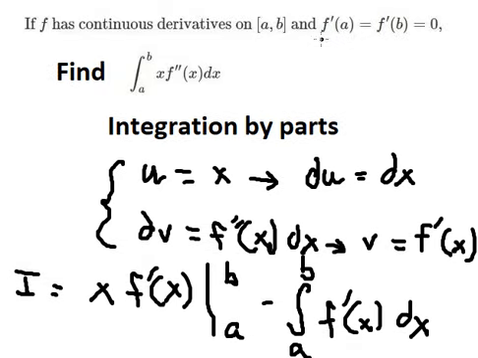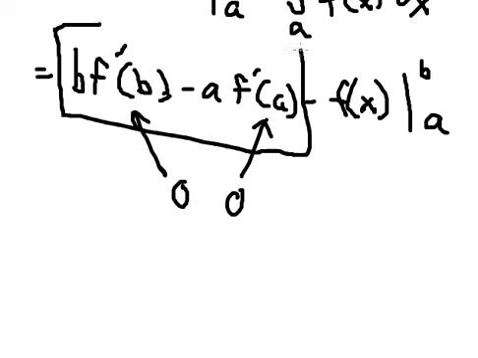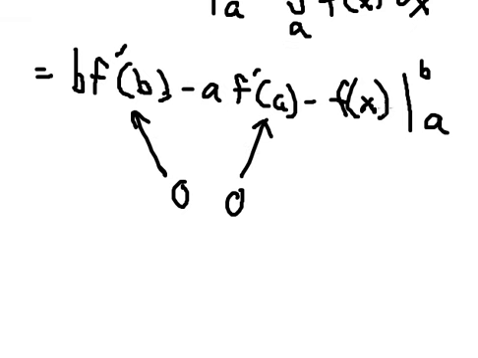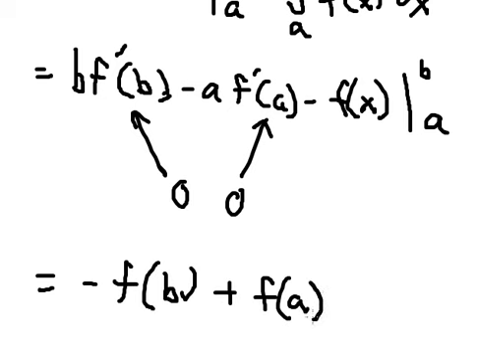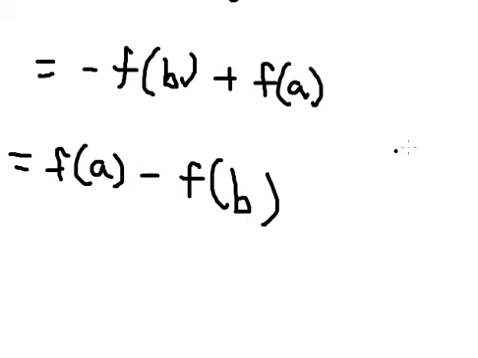We know that this one equals number 0. That means we put 0 in here and 0 in here, so this one equals 0. So we just have only negative f of b plus f of a. Or maybe we can put f of a minus f of b. And this is the final answer.